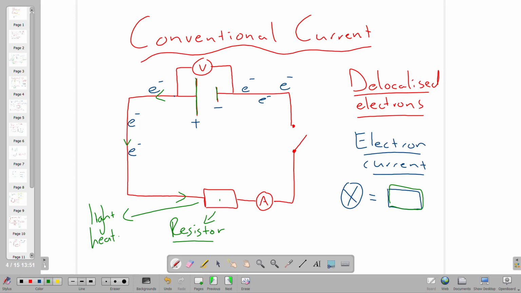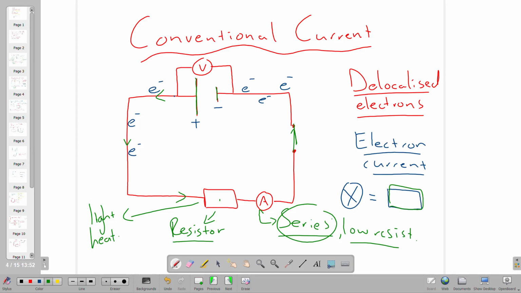Okay, and then here we have my ammeter, which is always in series. It's got a low resistance, and it's always in series. And your switch, which will just close up there.